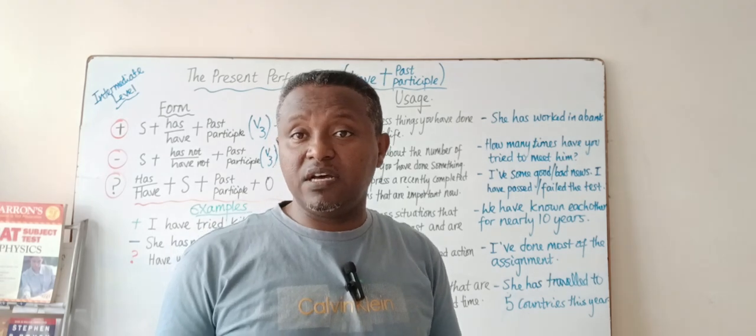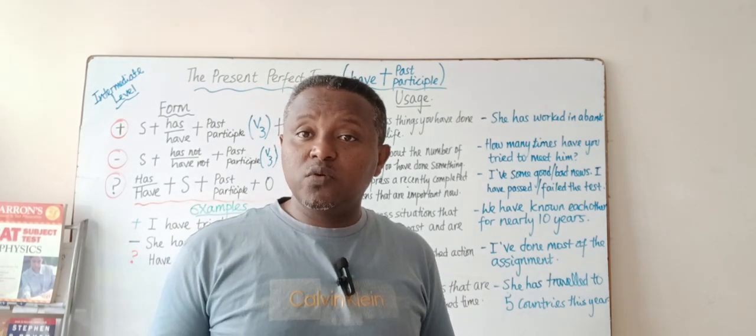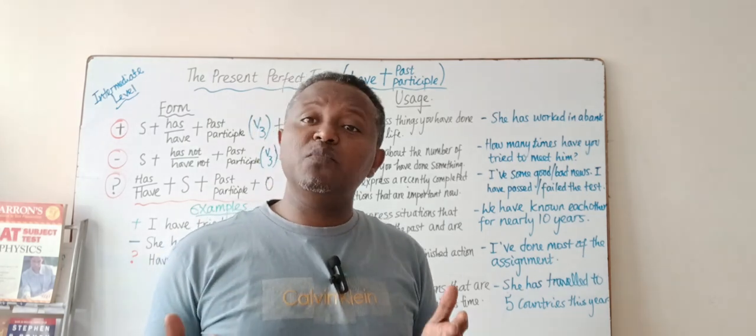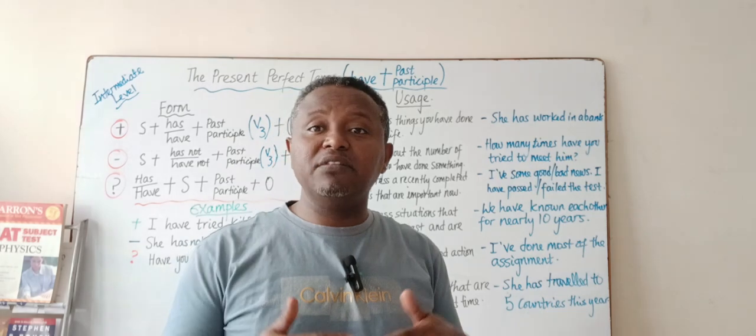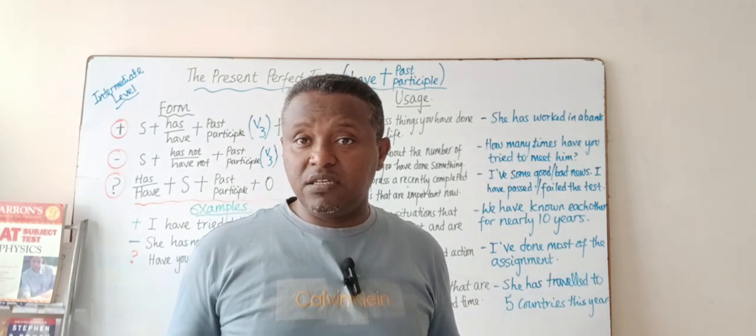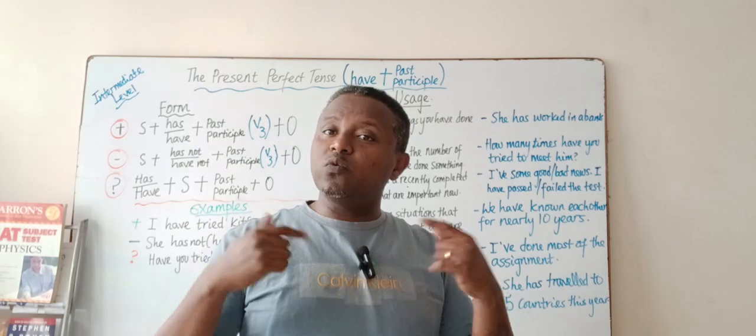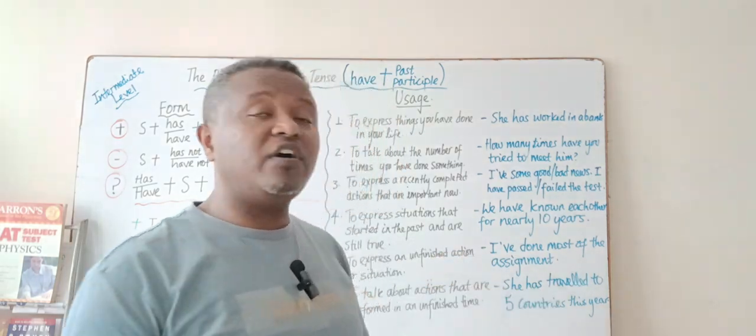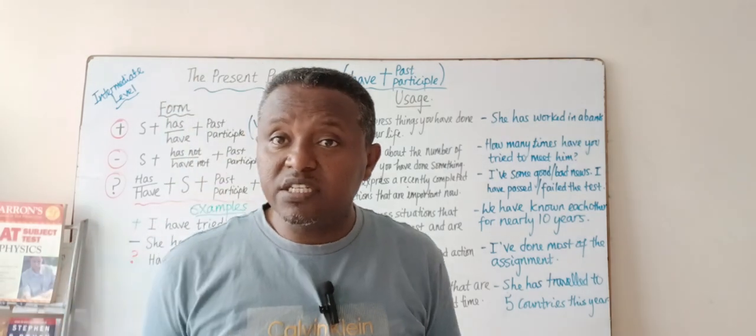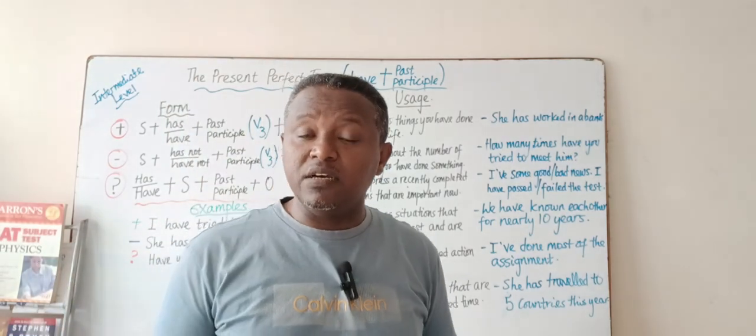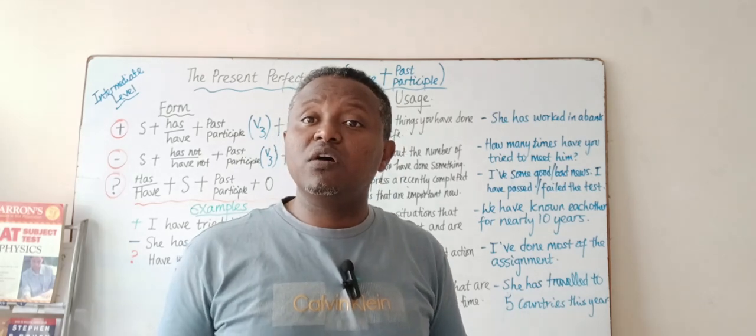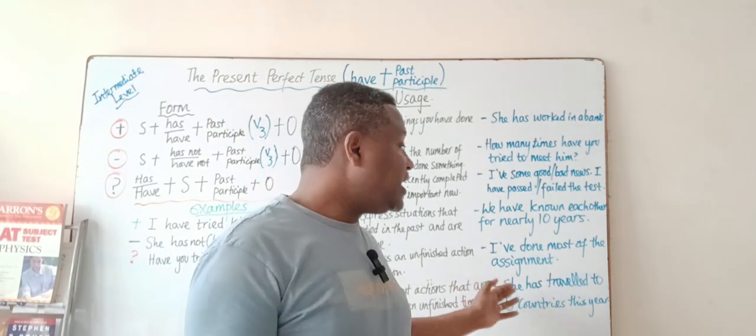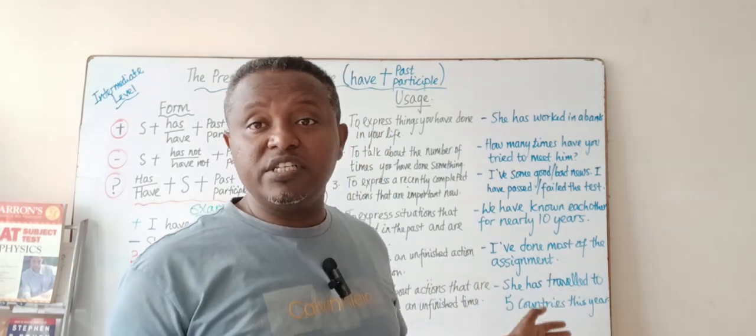And the other one is to talk about actions that are performed in an unfinished time. For example, we are in the year 2024, right? In the year 2024, how many books have you read? How many movies have you watched? How many countries or places have you visited? To talk about such things, we use the present perfect tense. For example, she has traveled to 5 countries this year. This year is not over yet, so we can use the present perfect tense to talk about the things that happen in an unfinished time.